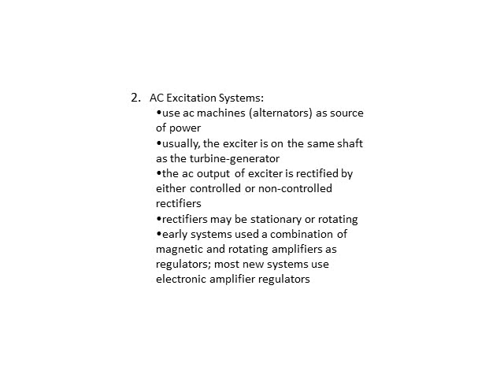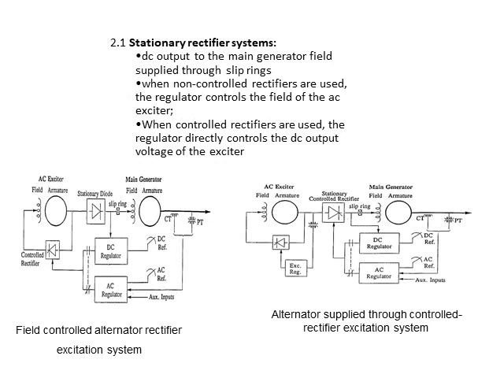Then number 2, we have the AC excitation systems. Here we use AC machines, the alternators, as the source of power, and usually the exciter is on the same shaft as the turbine generator. The AC output of the exciter is rectified by either controlled or non-controlled rectifiers. Rectifiers may be stationary or rotating. Early systems used a combination of magnetic and rotating amplifiers as regulators. Most new systems use electronic amplifier regulators. When we talk of controlled, we use thyristors, and for non-controlled we use diodes.